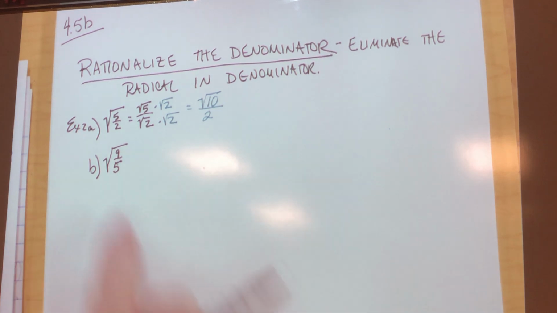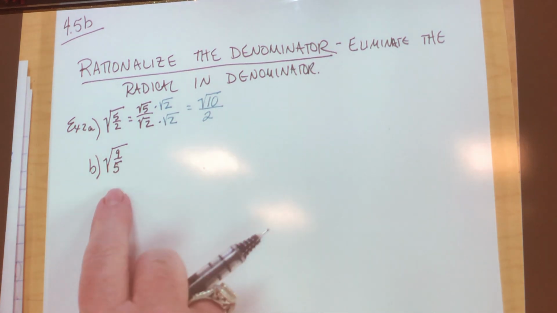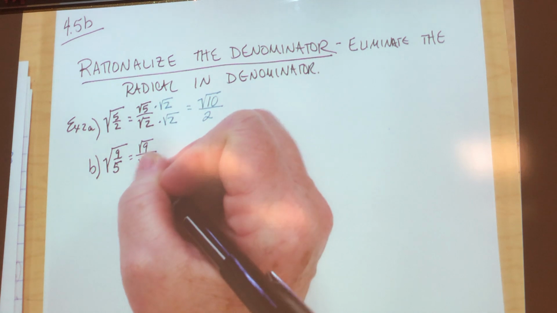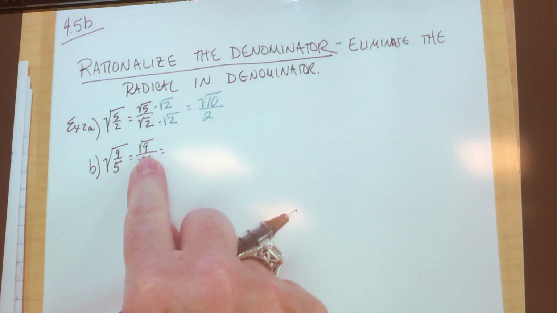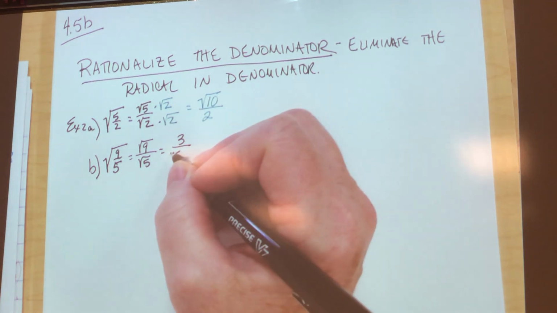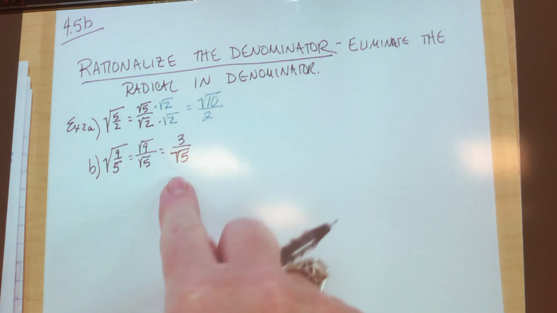Okay, should I leave it together? No, you can't reduce 9/5, so let's separate it. The square root of 9 over the square root of 5. What is the square root of 9? 3. Can't take the square root of 5, so I'll leave it as the square root of 5. So this is my answer.